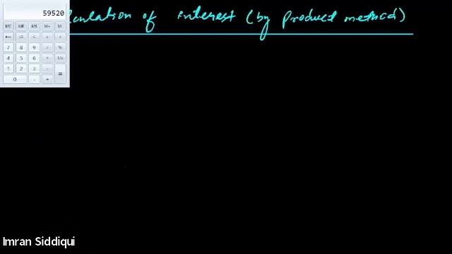To determine the interest by product method, we need to prepare a format, right? So first of all, in that format, we need to write down the date of drawing, then the amount of drawing, and period left, number of months left after the drawing, and then we will multiply both these values and find out the product.